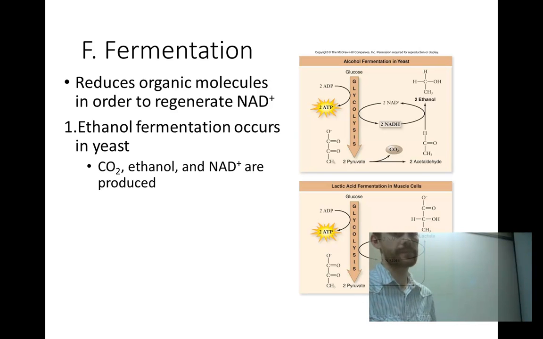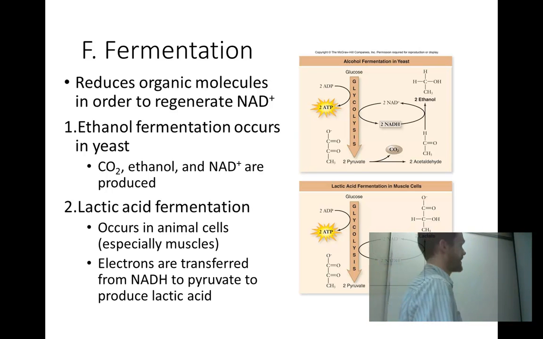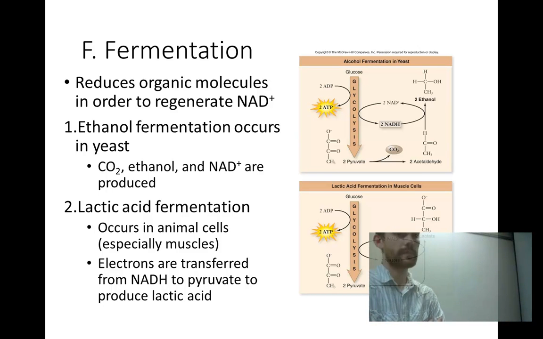So in fermentation, the organic molecule is the final electron acceptor. I just basically said this. So yeast does ethanol, which is alcohol, and the byproducts are ethanol, NAD+, and CO2. And then our muscle cells will go through lactic acid fermentation, and the byproduct is lactic acid instead of ethanol.